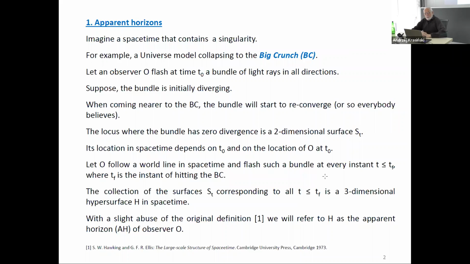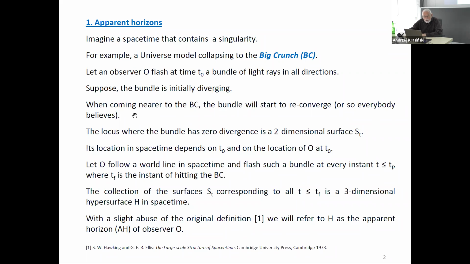Okay. So let me first define apparent horizons. Imagine a space-time that contains a singularity, for example, a universe model that collapses to the big crunch, to the final singularity. And suppose there is an observer O who flashes at time t0 a bundle of light rays in all directions. And suppose the bundle is initially diverging.